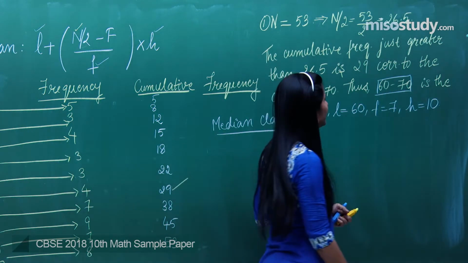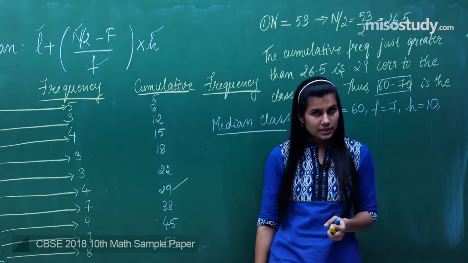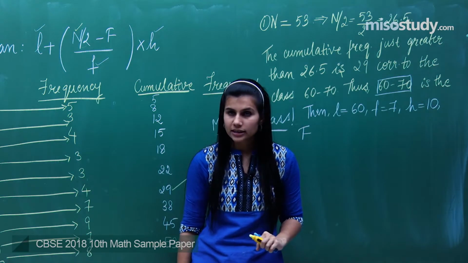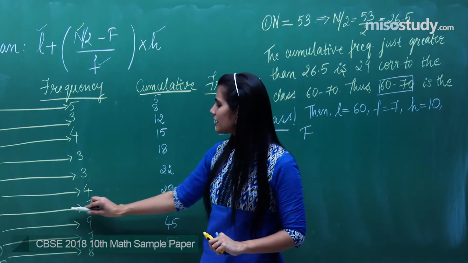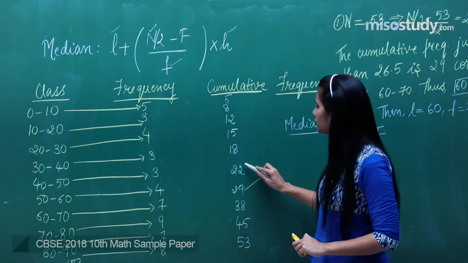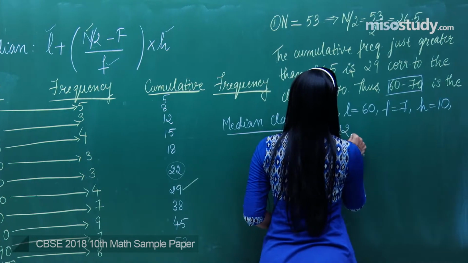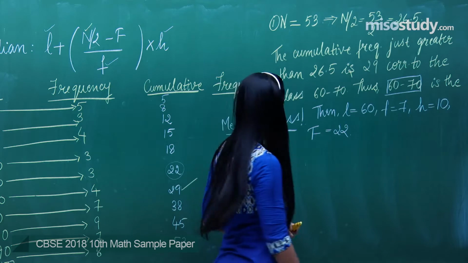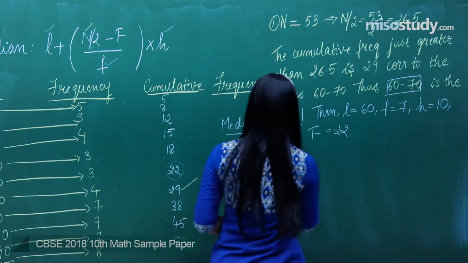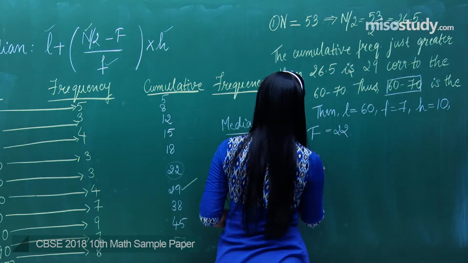The only thing left is capital F, and as I told you, capital F is nothing but the cumulative frequency of the class just preceding the median class. So this is your median class, 60 to 70. The class just preceding it is 50 to 60, and its cumulative frequency is 22. So your capital F is 22. And the moment you incorporate your formula over here, you get your median, which will be what?